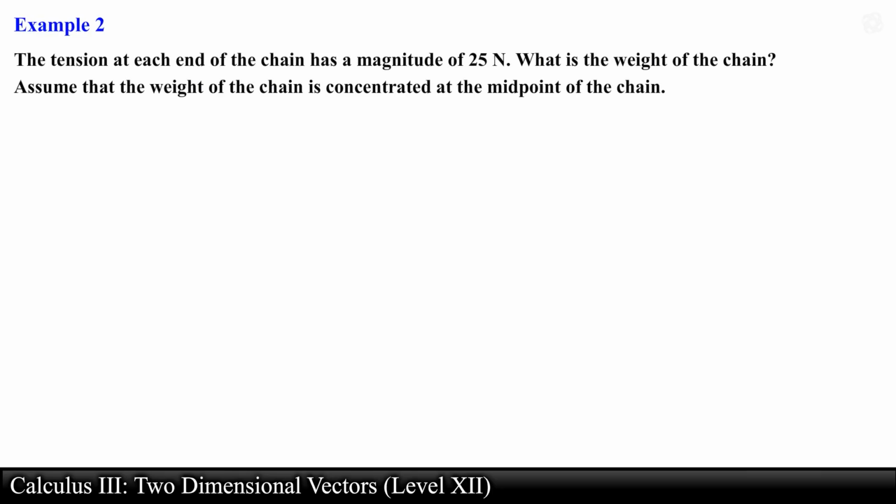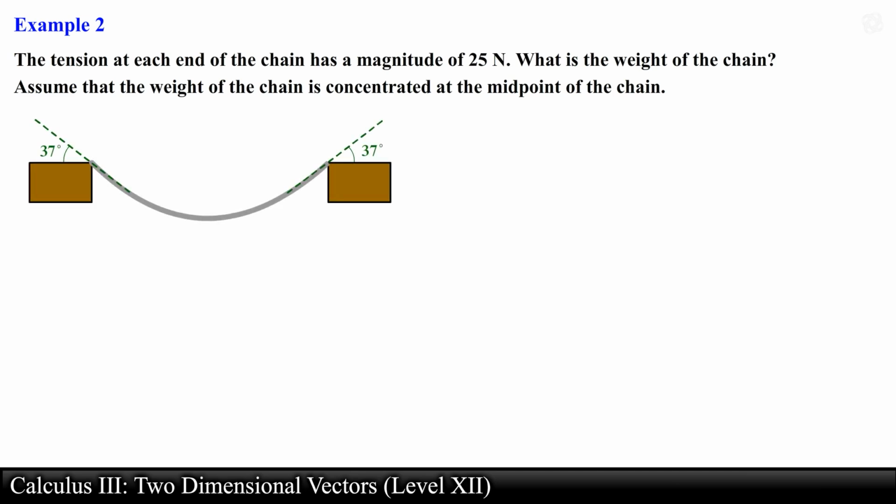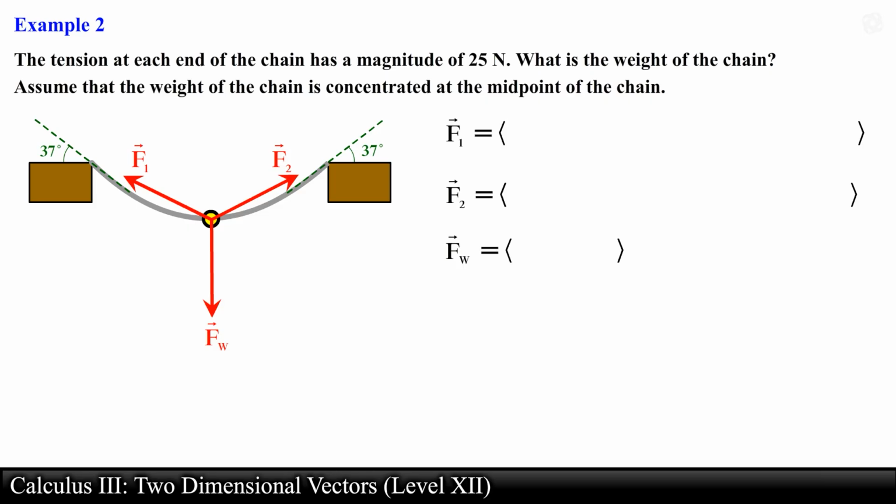The tension at each end of the chain has a magnitude of 25 newtons. What is the weight of the chain? Assume that the weight of the chain is concentrated at the midpoint of the chain. Alright, here we have a hanging chain under tension, forming an angle of 37 degrees with the horizontal portion of the edges. We are also advised to assume that the weight of the chain is located at the midpoint of the chain. This means that we are going to have three distinct forces acting on the chain focused at the midpoint.